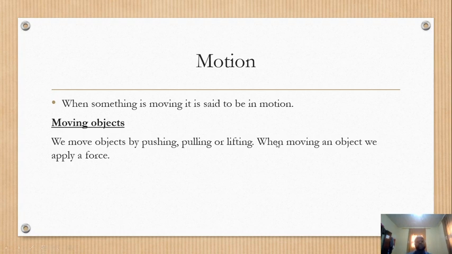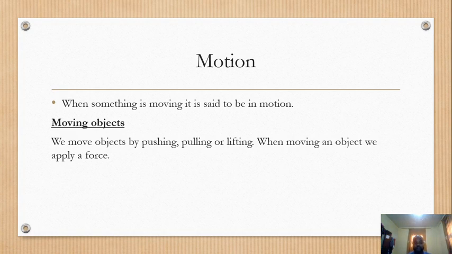So what's motion? When something is moving, it's said to be in motion. For example, my hand is in motion, and when you are walking, you are in motion. When somebody or something is running, it's in motion. When the car is moving either forwards or backwards, it's moving. When you are lifting up, pulling or pushing your books off the table, it's moving. So when a certain object, whether that's you or me or something else, is moving, we say it's in motion. So that's motion.